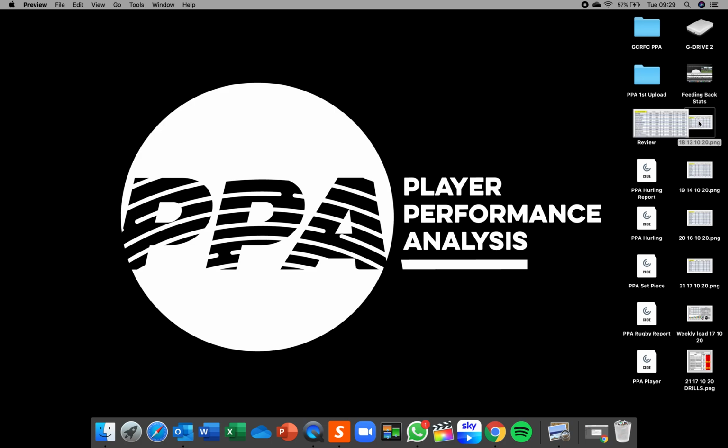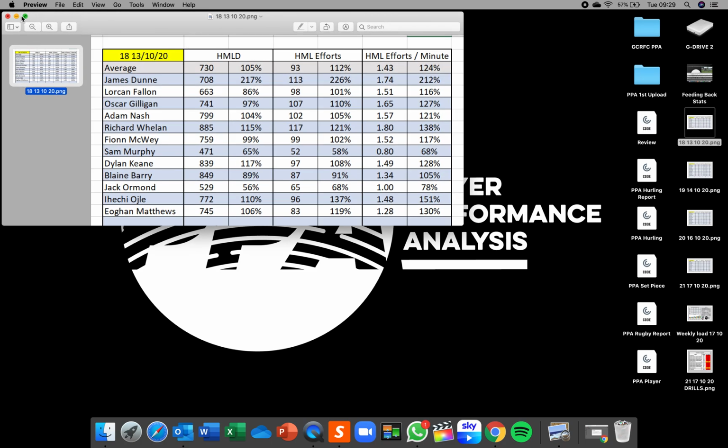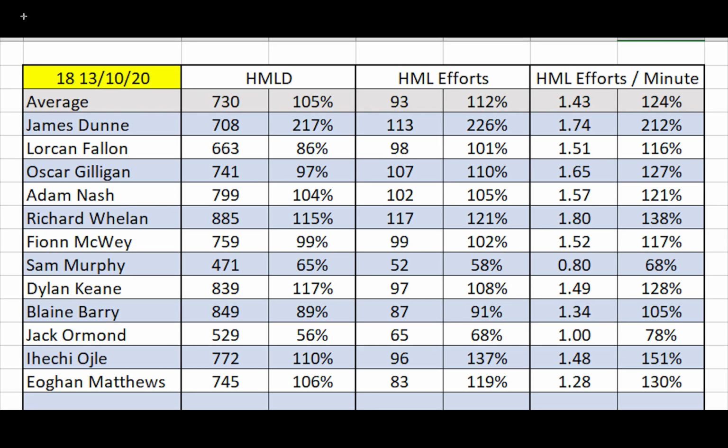Just want to look at how we look at stat GPS data here in PPA. So this is how we look at it in Cistercian College Roscrea, one of the teams I'm working with. This is from this week. It was a Tuesday training session.